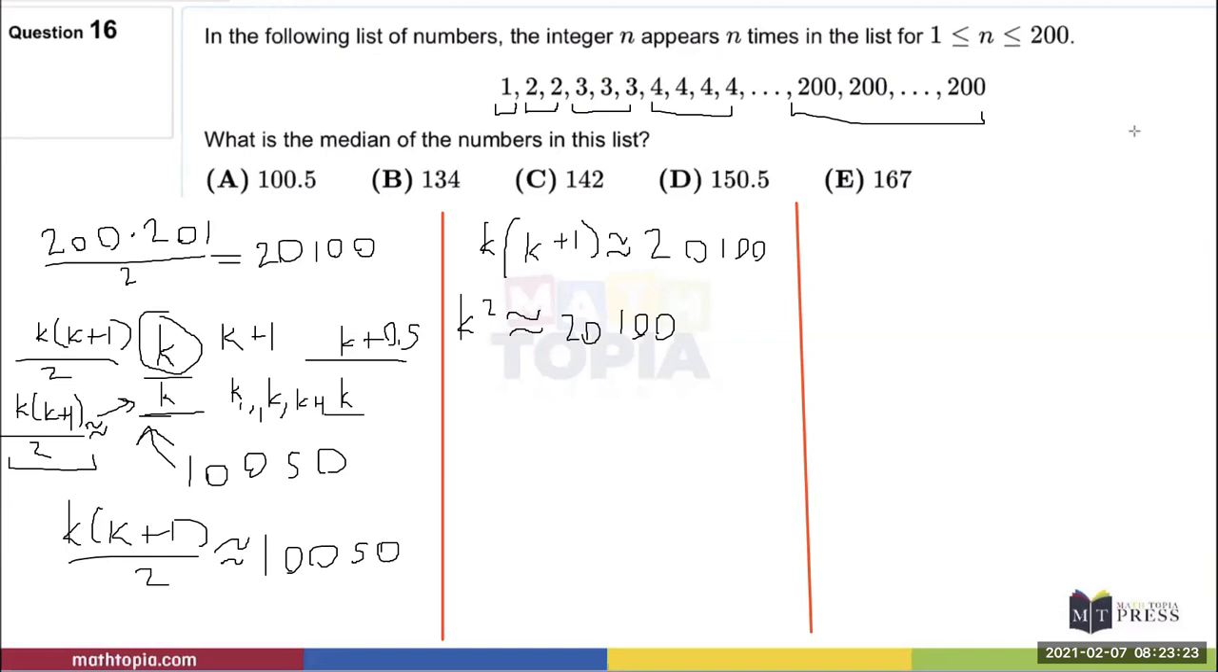And now here's the thing. We need to look for a number k such that k squared is approximately 20,100, right? Well, what I do is I break up 20,100 into two parts, 201 and 100, right? So k squared is approximately the product of those two terms, which means that k is equal to the square root of 201 times 10, right? Well, what is the square root of 201? We can look for perfect squares near 201, right?